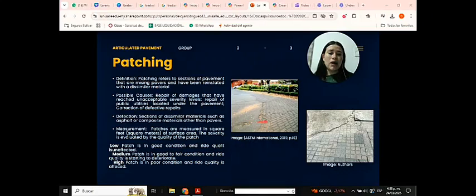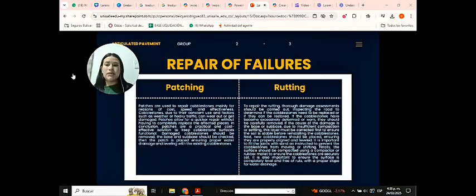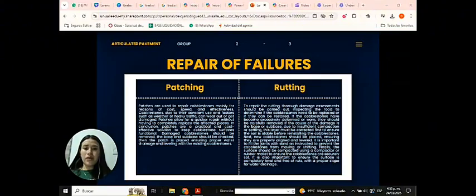Here is an example on patching, and here is Bogota, and the level is medium. Repair of failures.